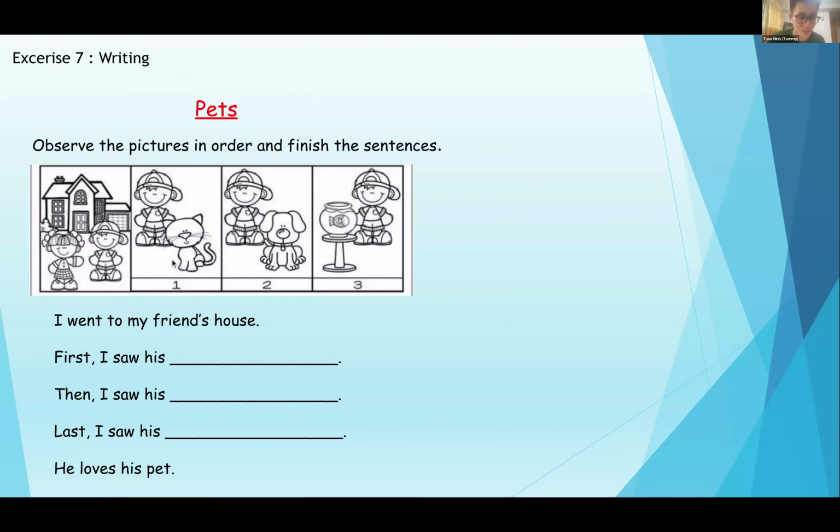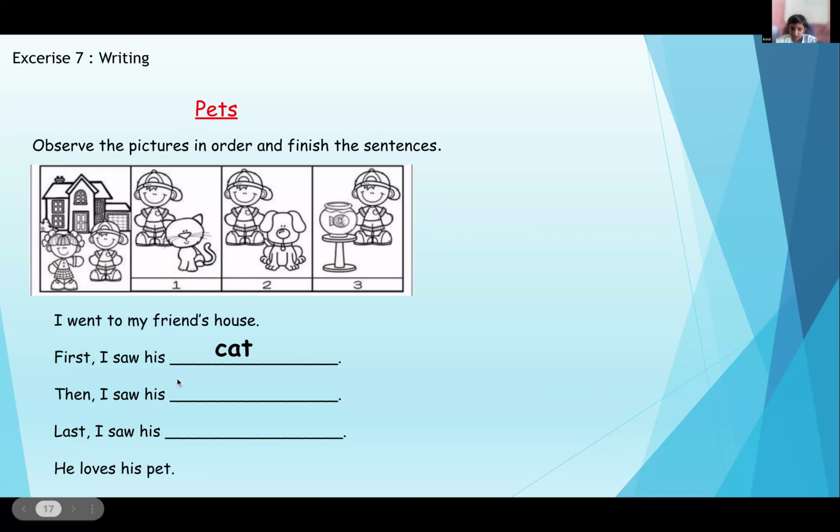Now, in the first picture here, we can see which animal? I saw his cat. Let's see, is it the cat? Yes. So in the first picture here, we can see the boy who comes to his friend's house and sees his cat. And for the second picture, which animal do you see here?